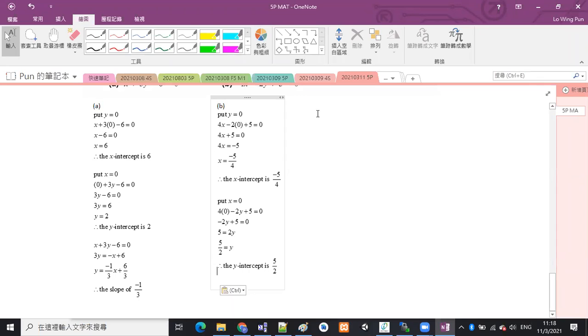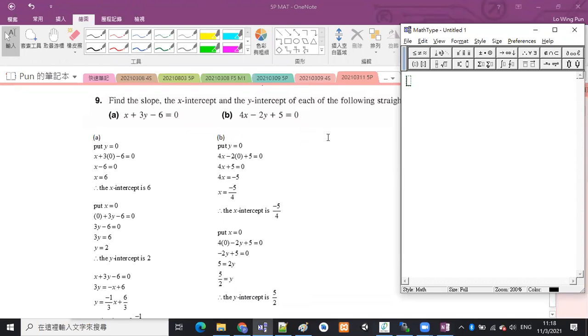The slope. To find the slope, I need to change the subject to y. Okay, so originally we have 4x minus 2y plus 5 equals 0.